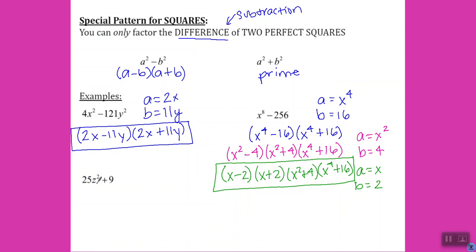As for 25z squared plus 9, these are all perfect squares, but it's not the difference, so this is prime.